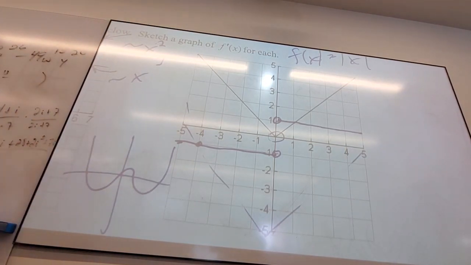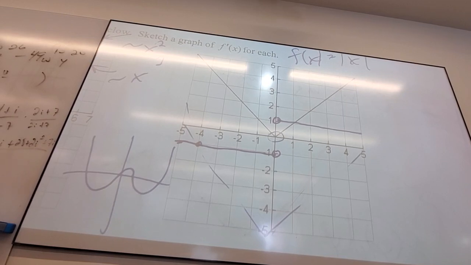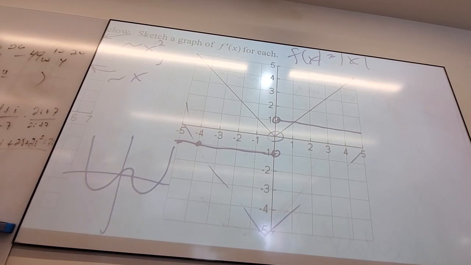So if I tell you the slope of a line is 3, all you know is, if I go over 1, it goes up 3. That's all you know, correct? Do you have any clue where it is? So if I just tell you the slope, is that enough information to know where it is? No.